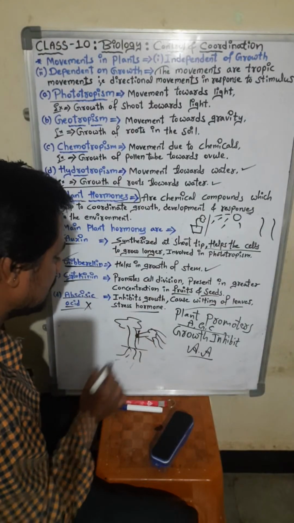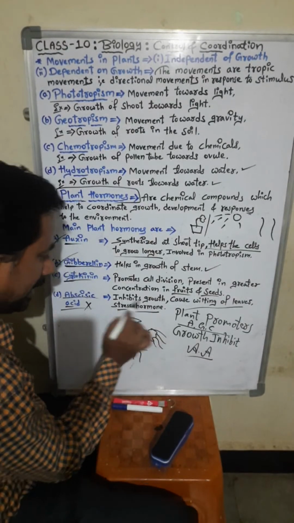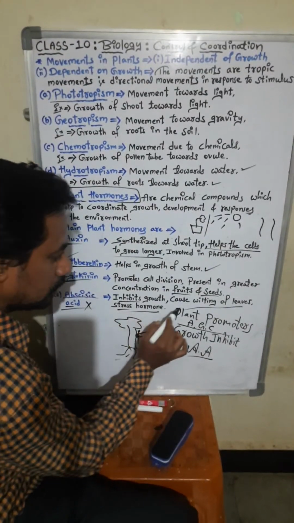Why will it fall away after breaking? Because of abscisic acid. This is known as stress hormone. It inhibits growth, stops the growth.